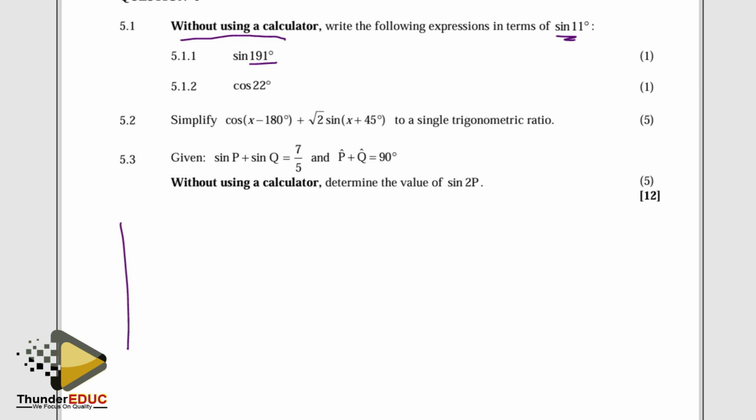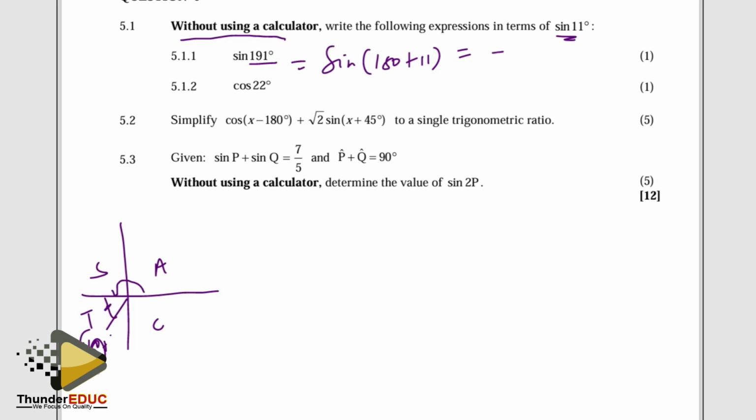Now the question is going to be, where do I find 191? So this is going to be 180, and then 191 is somewhere here in quadrant 3. And in quadrant 3, that's 180 plus something. So this is the same as the sine of 180 plus 11. But the sign in the third quadrant is negative. So that's the same as negative sine 11.